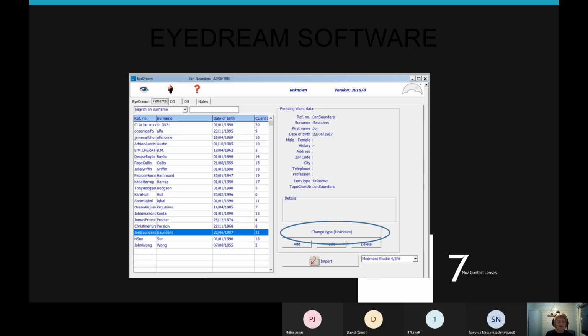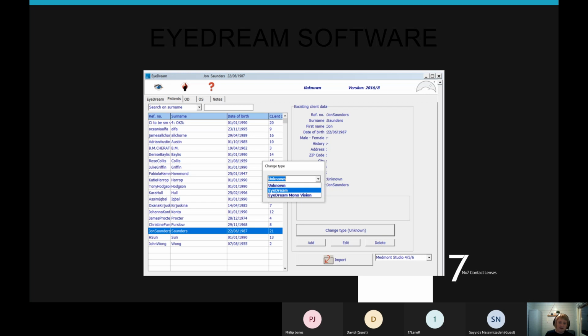Once you've done that, your patient's information will appear in the database. At this point, you have to go through an initial step, and that initial step is to click on this button here, which says Change Type. When you do that, a drop-down menu appears that gives you the options of Unknown, EyeDream, and EyeDream Monovision. You just select between EyeDream or EyeDream Monovision if that's what you're doing.